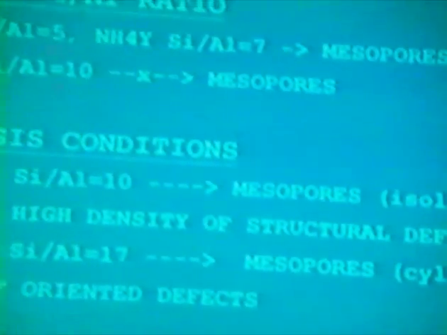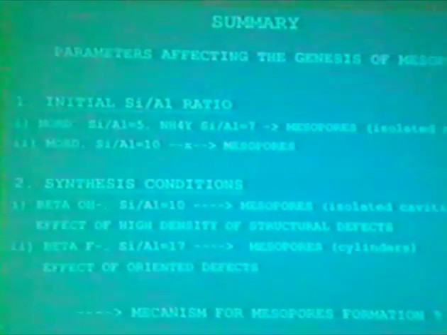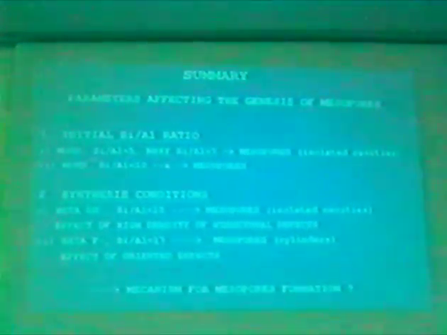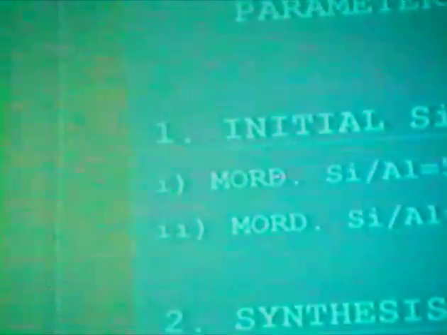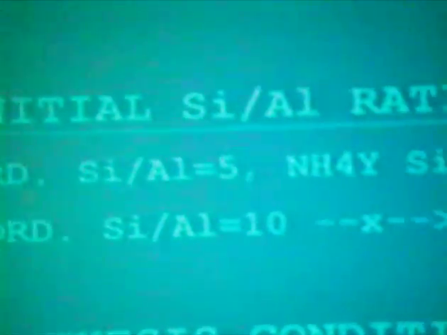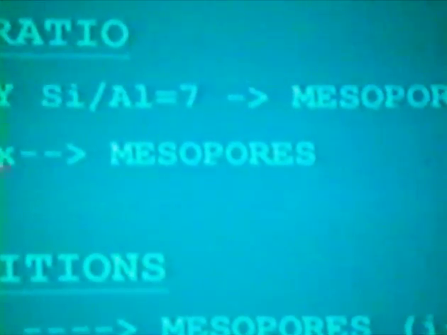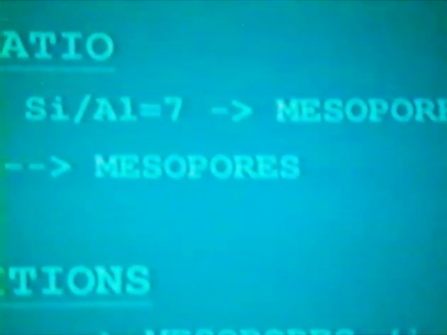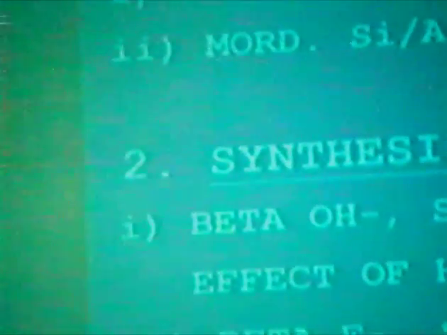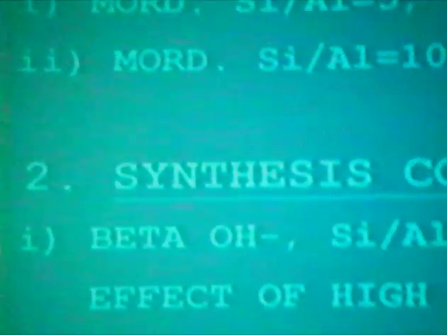So I would like to summarize. We have studied two parameters. Concerning the first one, the initial silicon to aluminum ratio, the situation is quite clear. If you submit to the deillumination a zeolite with an initial silicon to aluminum ratio lower than 10, you will certainly create mesopores, which probably will be described as isolated cavities. If you submit to the deillumination a high silica zeolite with a framework silicon to aluminum ratio at least greater than 10, you will probably not obtain mesopores after the deillumination. So this is a very important parameter for the genesis of mesopores.